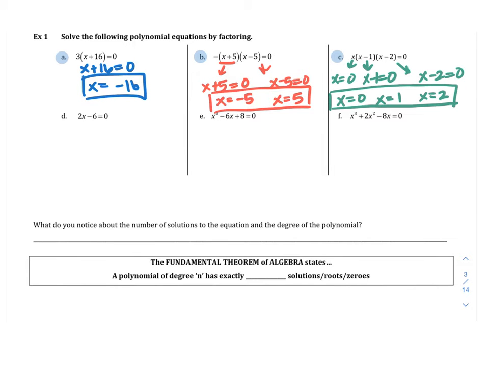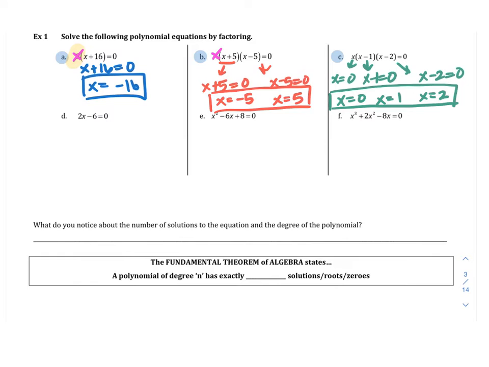Okay, so hopefully you paused the video and used the zero product property on the first 3 problems on the first row. And we got our solutions. The first one was x equals negative 16. For B, we had x equals negative 5 and 5, and for C, we had x equals 0, 1, and 2. And notice on A and B, we had GCFs that were numbers, so we ignore them. They make no difference in helping me find my solutions.